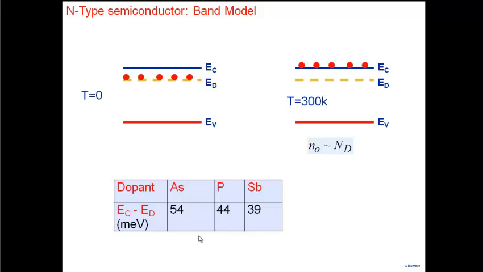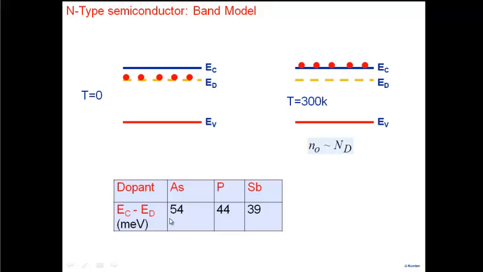All right, so let me give you the values here. If you add arsenic, which we will take as a typical case, the arsenic introduces a donor level which is 54 milli-electron volts below EC. Phosphorus is about 44, antimony about 39, so they're reasonably close to each other. But we'll take this particular number as a typical case. If you add an N-type donor, arsenic, to silicon, it will introduce a donor level 54 milli-electron volts below the conduction band. Keep that in mind.